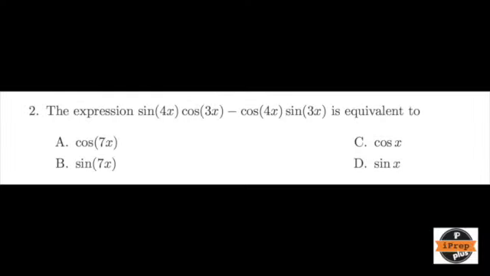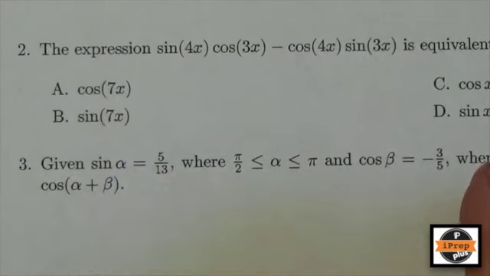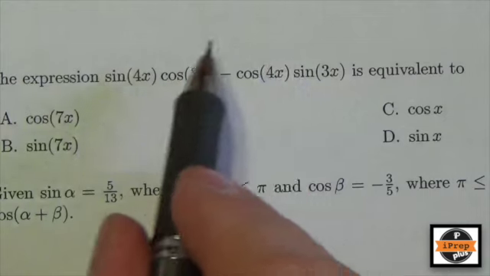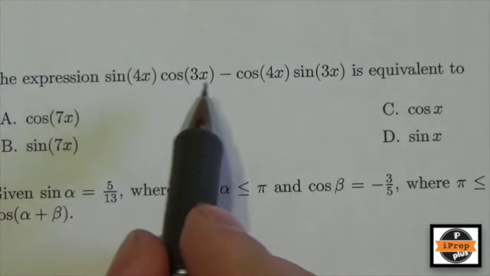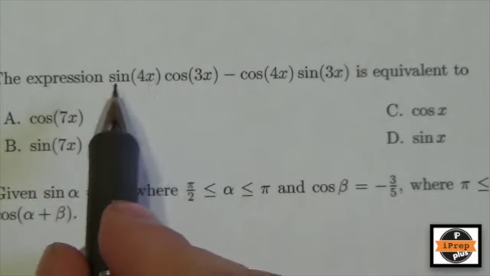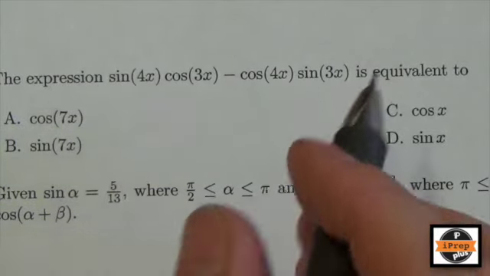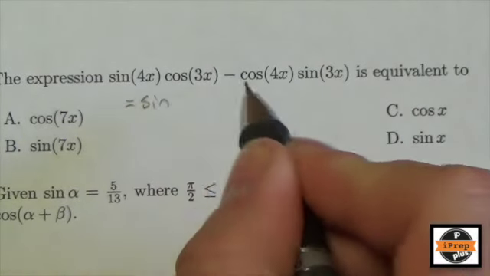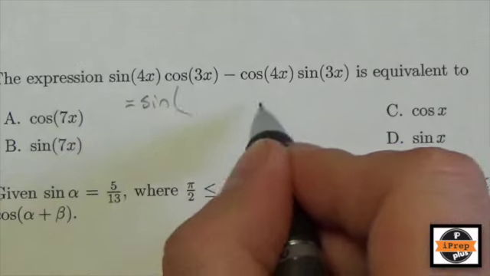The expression sine of 4x multiplied by the cosine of 3x minus the cosine of 4x times the sine of 3x is equivalent to which of the following? All right, now this question is just a multiple choice question. And what we're supposed to do here is look at this expression right here. Notice the pattern, sine cos minus cosine sine, if you change the order here. And then notice the values here. You're supposed to recognize right off the bat that this is a difference identity for sine.